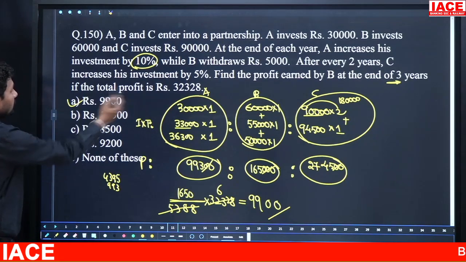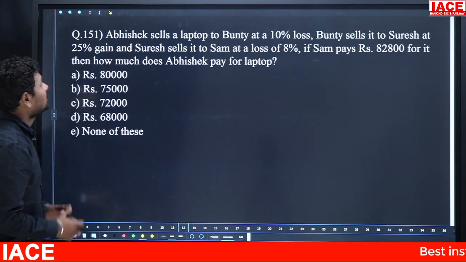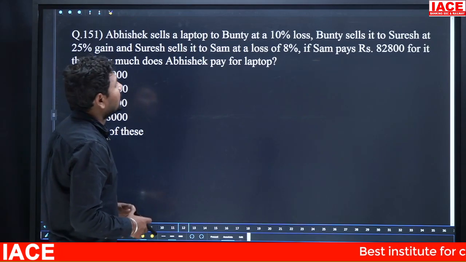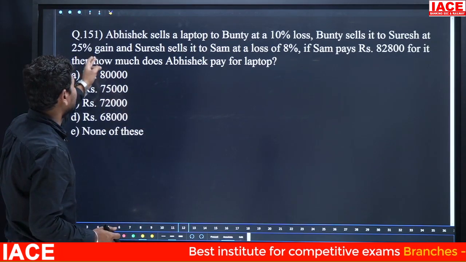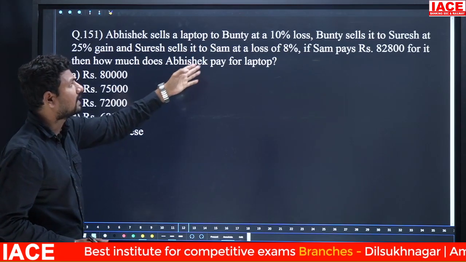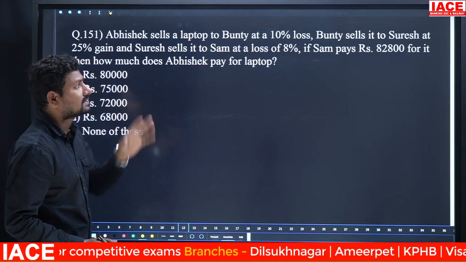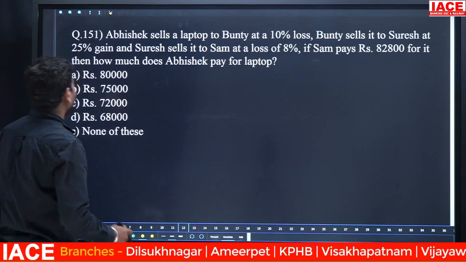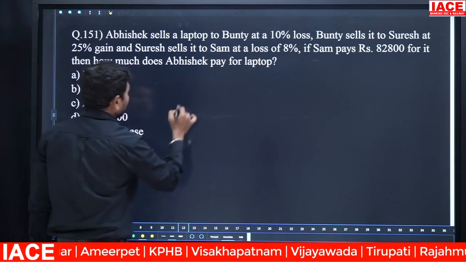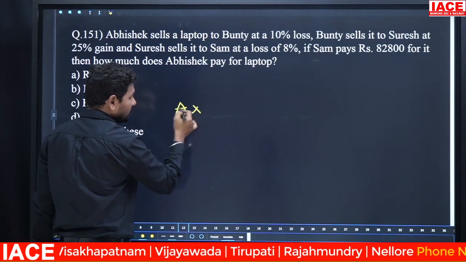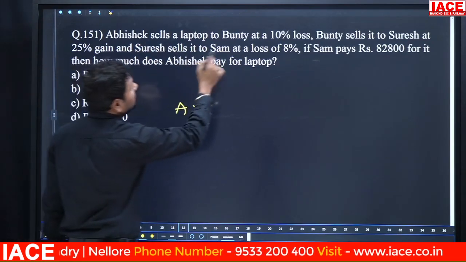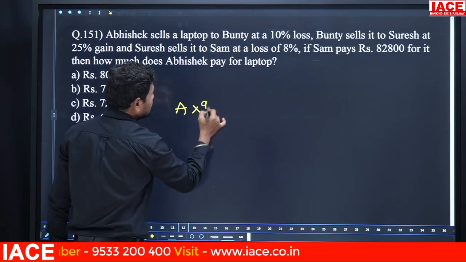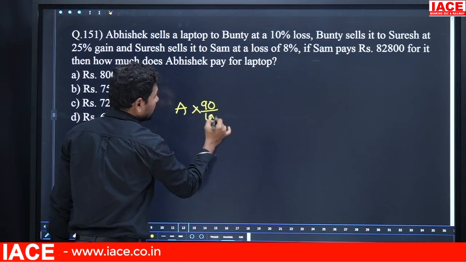9900 means option A. Next, Abhishek sells a laptop to Bunty at a loss of 10%. Bunty sells it to Suresh at a 25% gain, and Suresh sells it to Suma at a loss of 8%. Suma pays 82,800 for it. Then how much did Abhishek pay? Assume Abhishek's value is A. Abhishek sold the laptop to Bunty at a 10% loss, which means the value becomes 90.